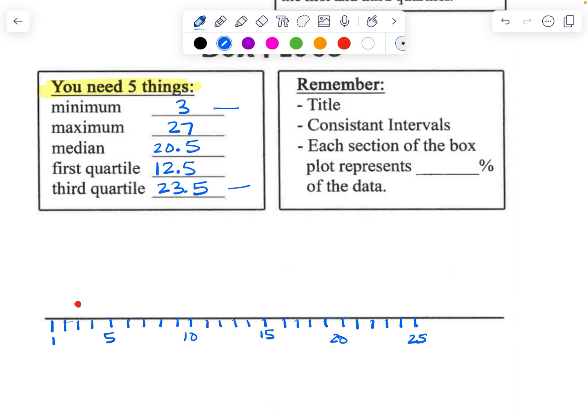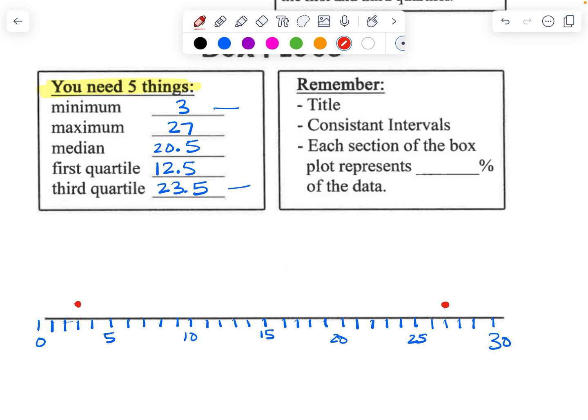All right, a point at 3, a point at 27, and we're putting these points above the number line. A point at 20.5, which is between 20 and 21. A point at 12.5, which is in between 12 and 13. And a point at 23.5, which is between 23 and 24. Those are just these numbers right here. That's what I put the points on.